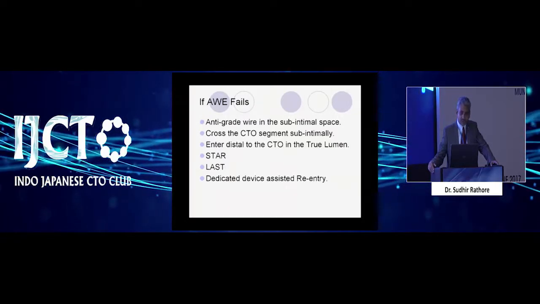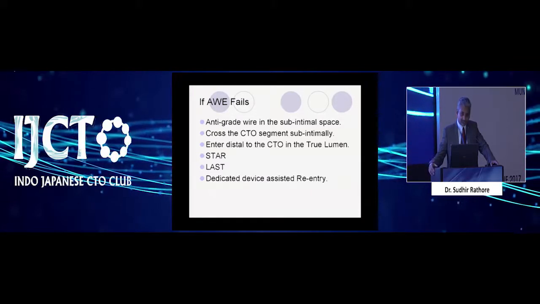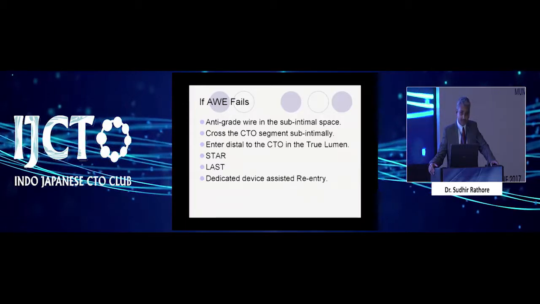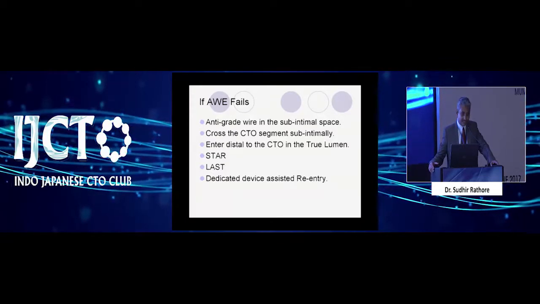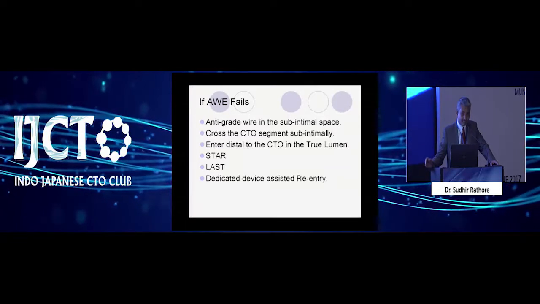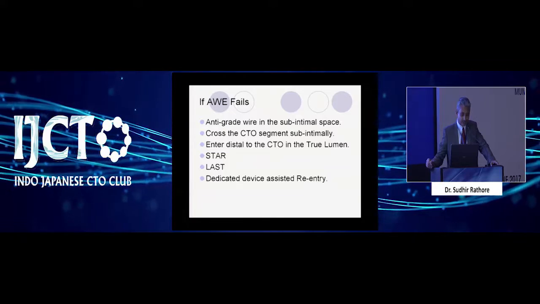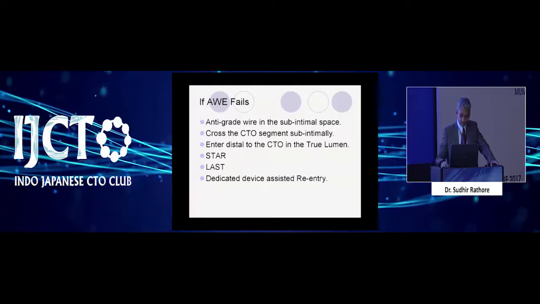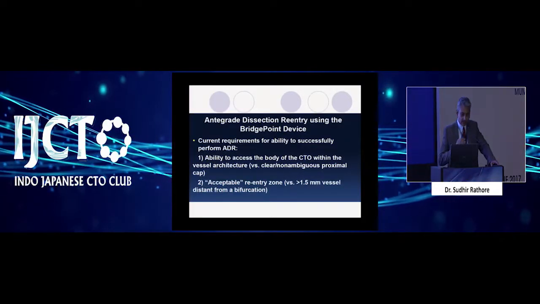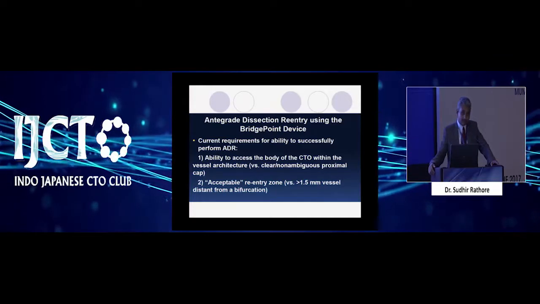Now, if you look at the history of dissection re-entry, the STAR procedure was attempted in a series published by Italian operators a long time back, which means subintimal tracking and re-entry, but it was not controlled re-entry. It used to be done by a stiff wire distal in the true lumen. Now we have got a dedicated device to attempt the re-entry into the true lumen. This device is called the antegrade dissection re-entry device, which has got 3 components.